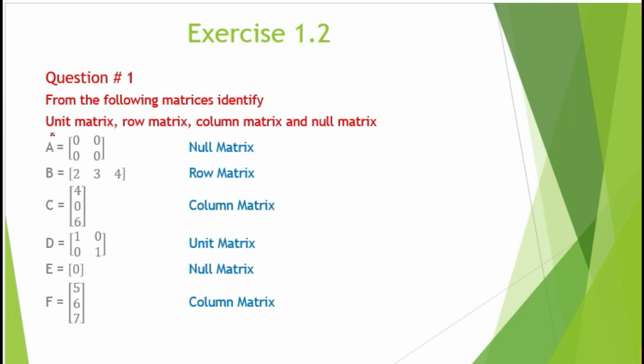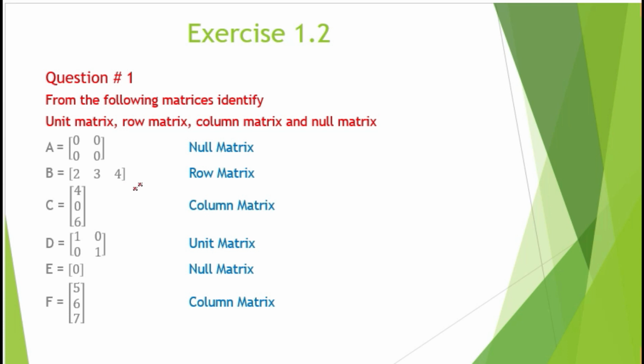First is unit matrix. In unit matrix all the entries are equal to 1. So here in question number 1, D part is a unit matrix because in D the diagonal entries are equal to 1. So next is row matrix. A matrix is called a row matrix if it has only one row. So here B is a row matrix because B has only one row.